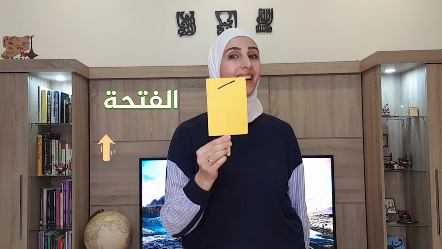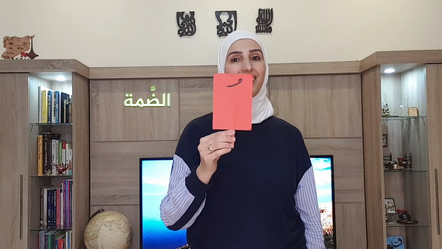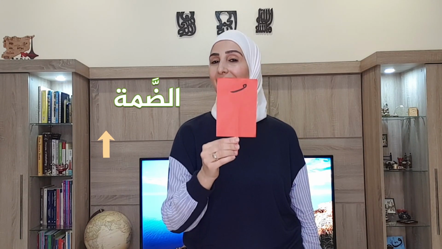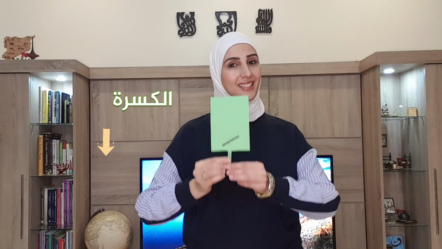الفتحة A comes up the letter like بيت. الضمة أو comes over the letter like بن. What is this? الكسرة إي comes down the letter like بنت. إي. These are the short vowels.